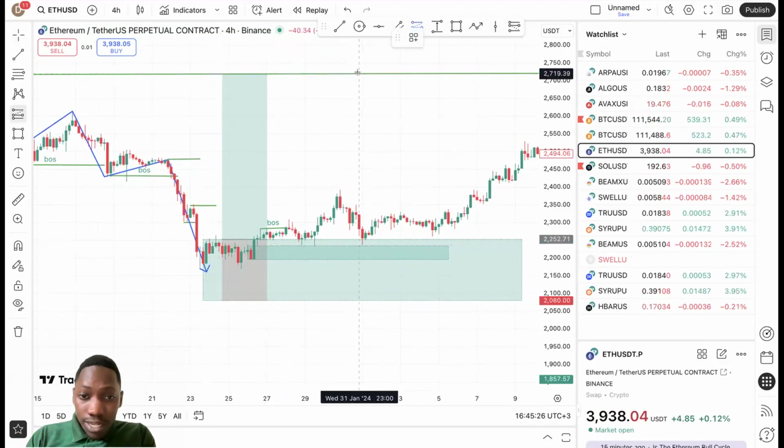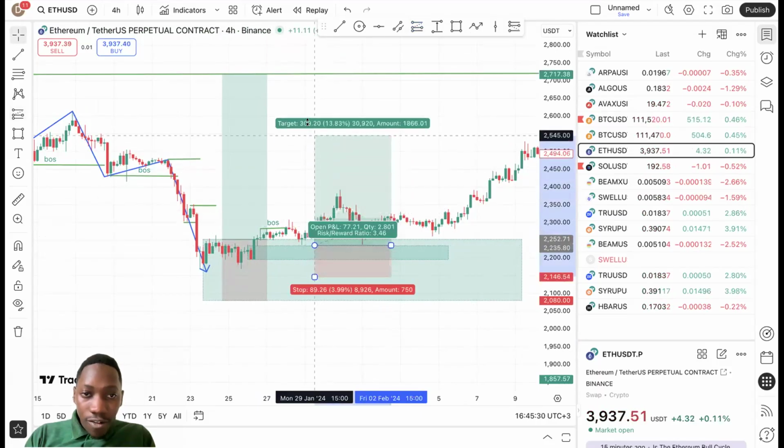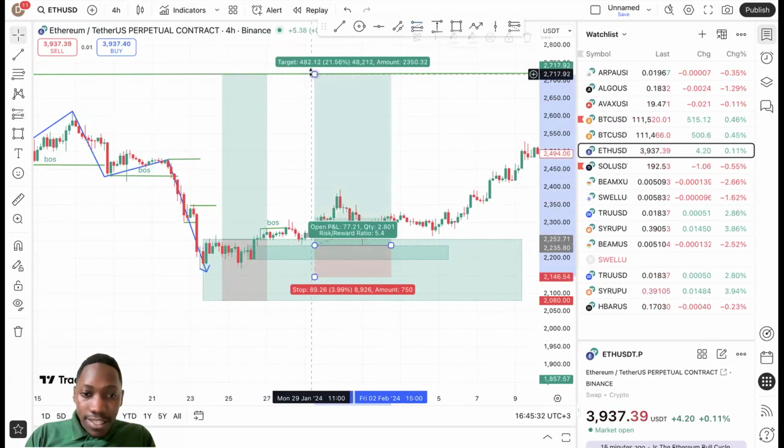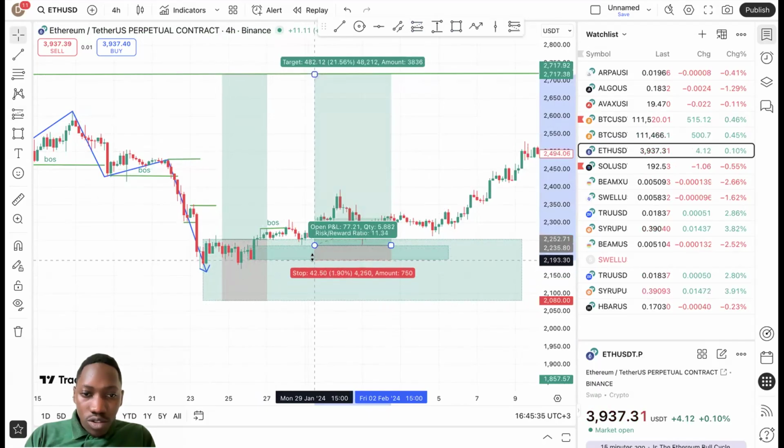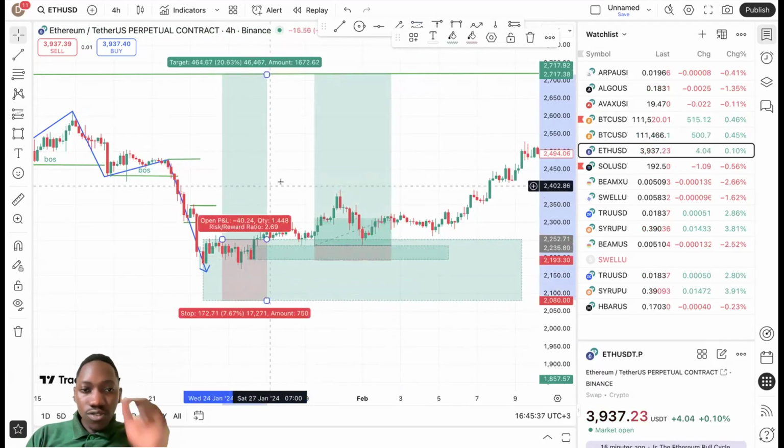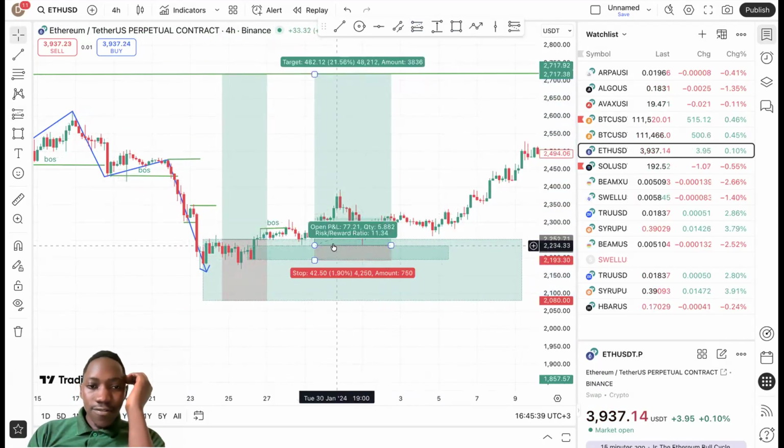Same target. I'm not changing my target. But all I'm saying is, let me enter from here. I ride this market go up here, and then I put my stop loss here. Now I want you to notice the difference, that you see, I've entered from here.